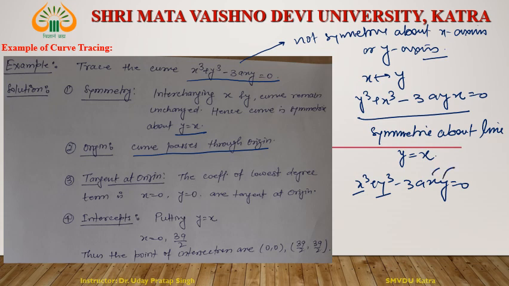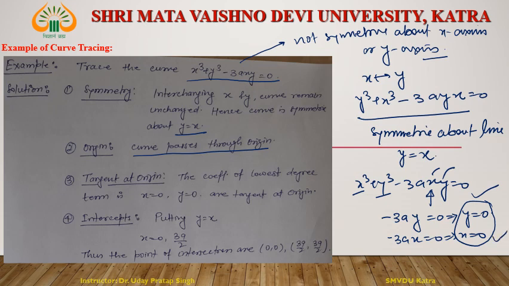Then the coefficient of the lowest degree term of x is 3ay. This is equal to 0, which implies that y is equal to 0. Similarly, the coefficient of the lowest degree term of y, minus 3ax, is equal to 0, which implies that x is equal to 0. It means both axes, x-axis as well as y-axis, are the tangents at the origin.